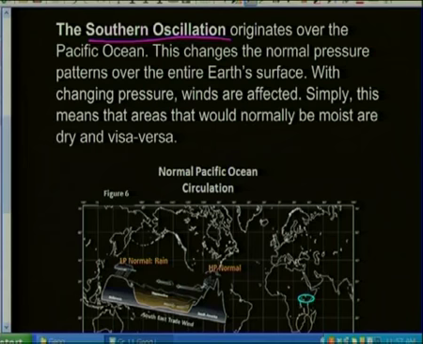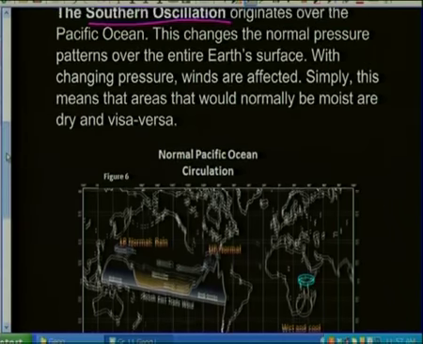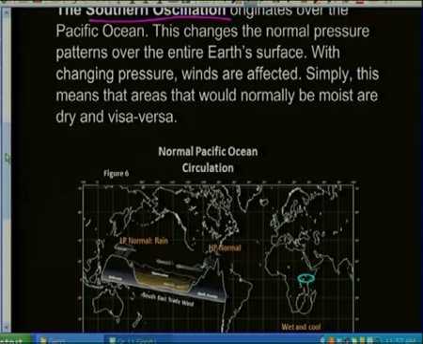Now, the Southern Oscillation, you'll read this in some of the textbooks, originates over the Pacific Ocean, the largest ocean of the world. We'll show you that on a map in a minute. This changes the normal pressure patterns over the entire surface of the Earth.